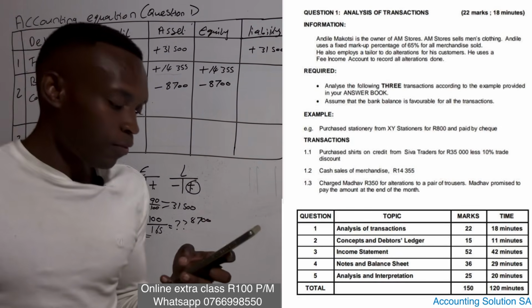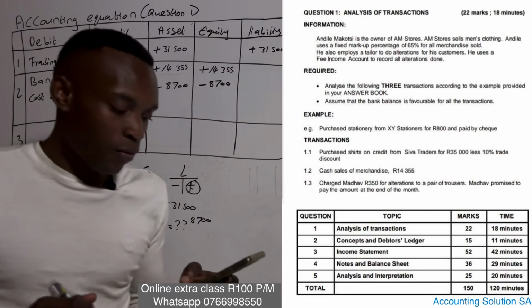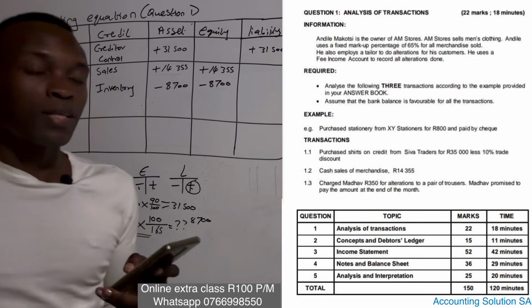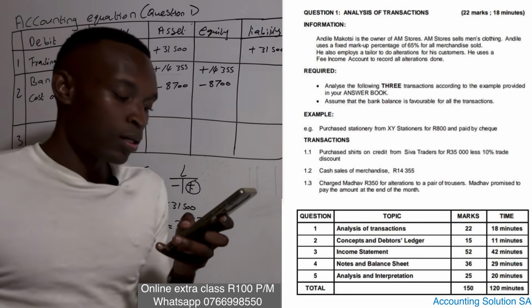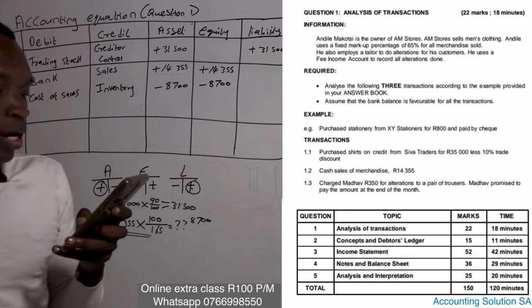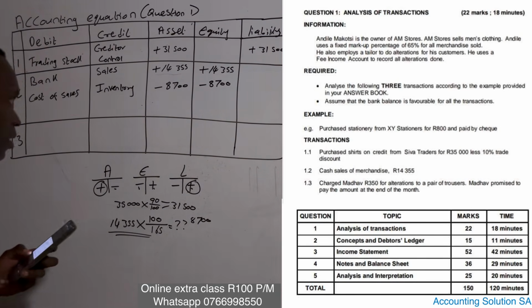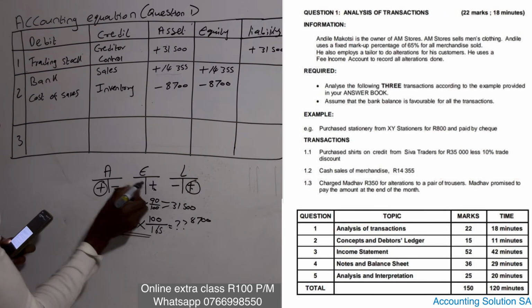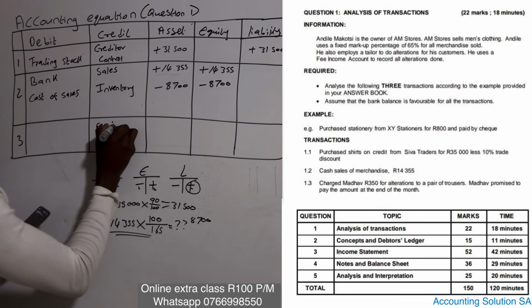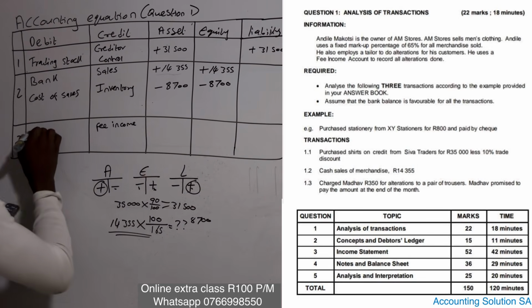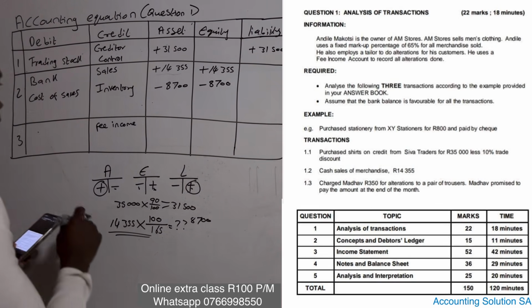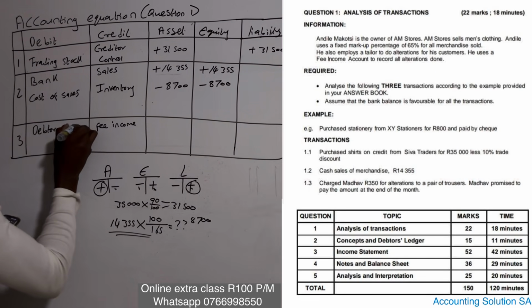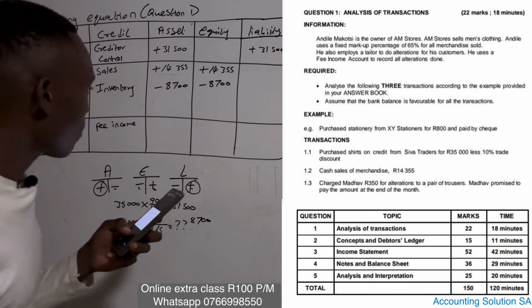Now the last one. Charge might have 350 for alteration or repairs of a towel, and might have promised to pay the amount at the end of the month. Remember, they said alterations are recorded under fee income. Fee income is income. It must be credited. Fee income. This side, did we receive cash? No. Which means that debtors control. He still owes us because he's going to pay us at the end of the month.